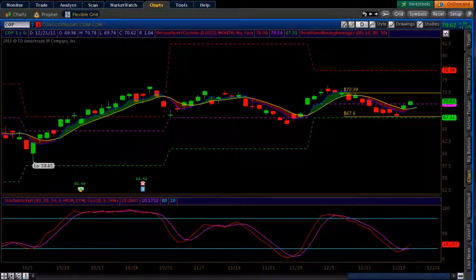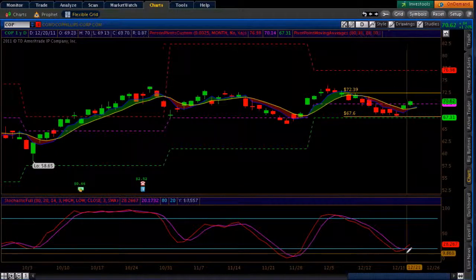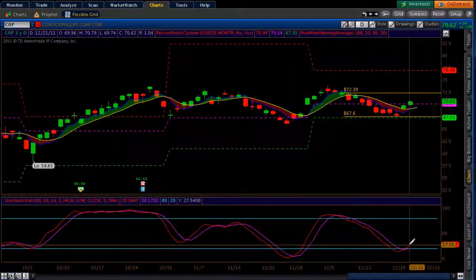So right now, today I opened up a position in ConocoPhillips. And the reason I did open it up is, as you can see, I ran a scan and COP came up and also HES, H-E-S, came up on the scan. But as you can see, the stochastics is oversold and we're starting to run back up on the stochastics.